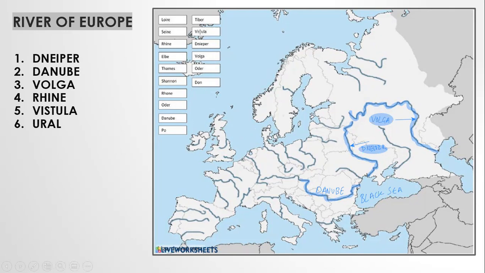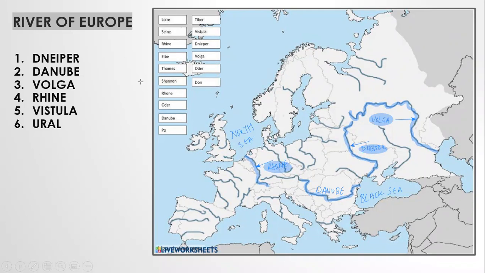So again, we are going to trace it. This is River Rhine, which falls into North Sea. Let me write it down. North Sea. So it falls into North Sea, and this is River Rhine.